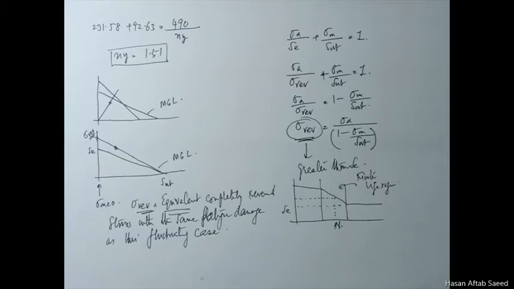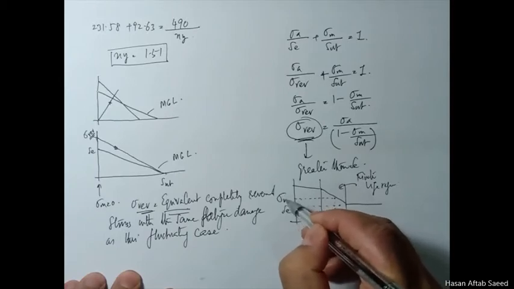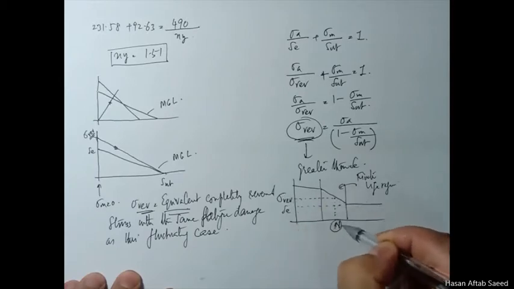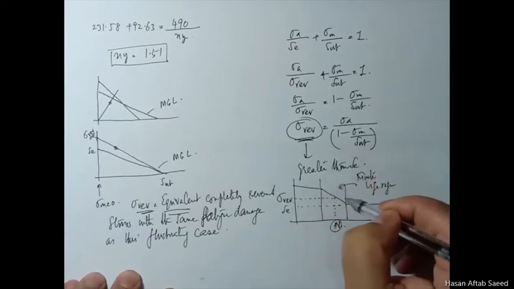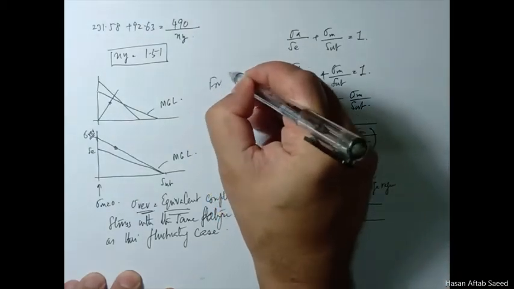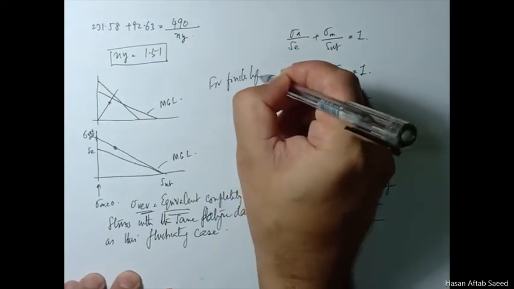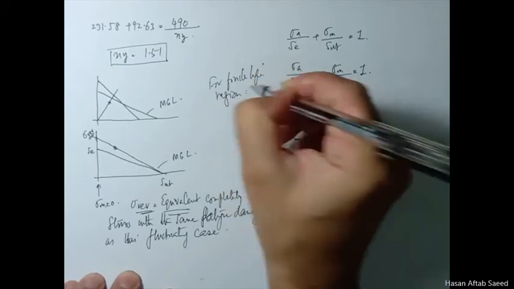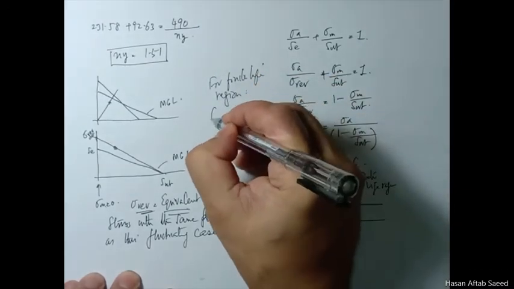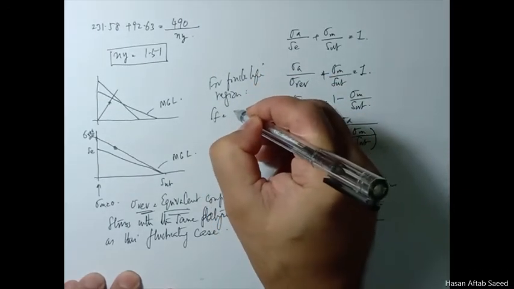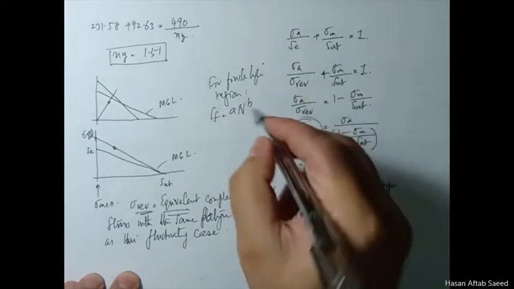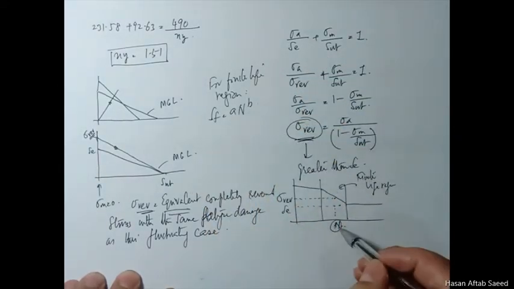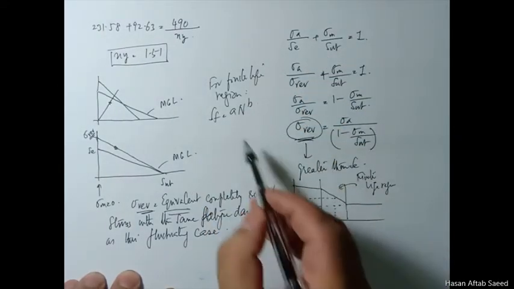And how to calculate the number of cycles? It's again, we have done it. Once you have this value, sigma rev, then it's very easy to calculate N, because in this region, for finite life region, we have this equation, SF is equal to A and B. You know how to use this. If you know the value of N, you can find the fatigue life.